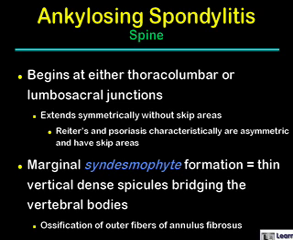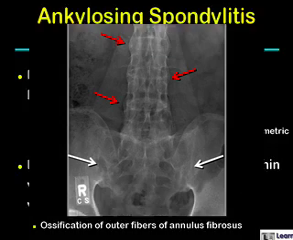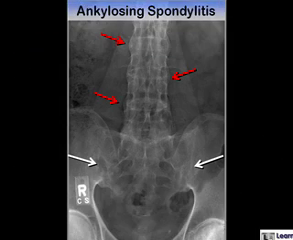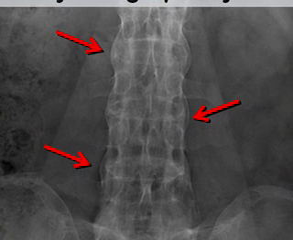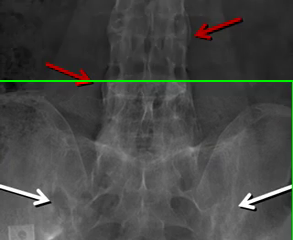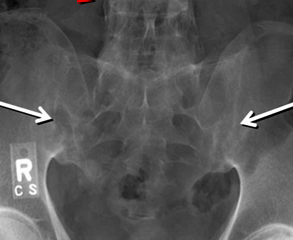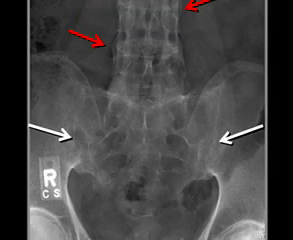The hallmark lesion in the spine is marginal syndesmophyte formation, which are thin, vertical, dense spicules of bone bridging the vertebral bodies that represent ossification of the outer fibers of the annulus fibrosus. This is an example of ankylosing spondylitis in the spine, and you can see the thin, bridging syndesmophytes to which the red arrows are pointing. The white arrows are pointing to the fused sacroiliac joints.